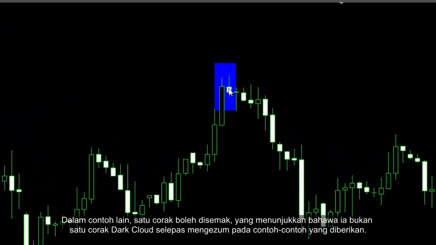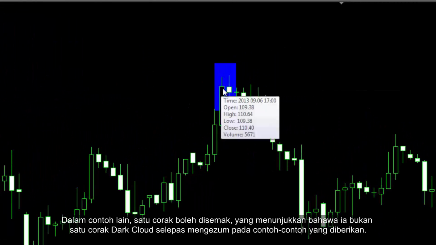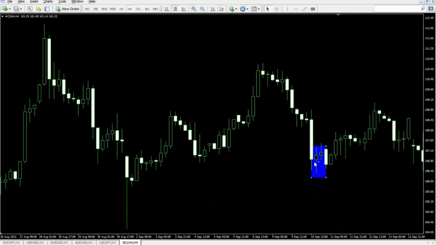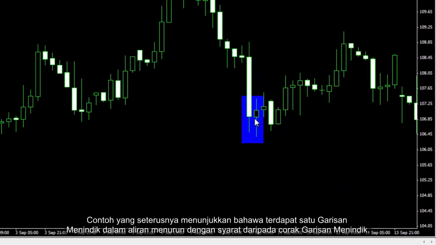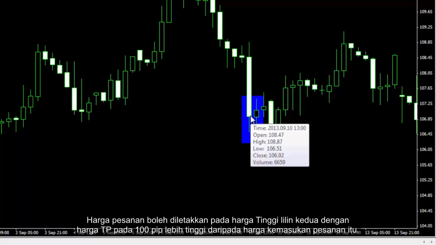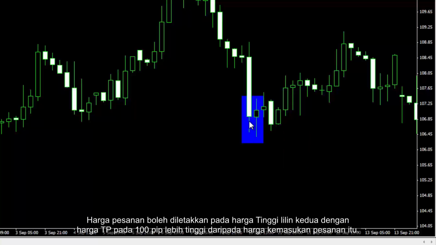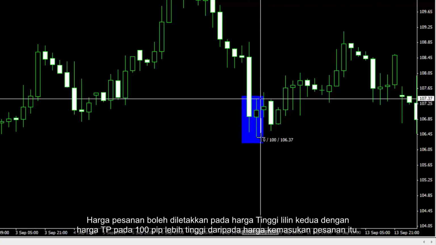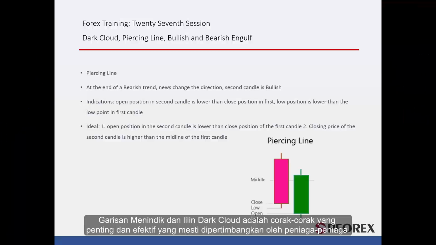In another example, a pattern can be checked, which indicates that it is not a dark cloud pattern, after zooming in on the given example. The next example indicates that there was a piercing line on a downtrend with the requisites of a piercing line pattern. The order price could be placed on the high price of the second candle, with a TP price 100 pips higher than the entry price of the order. Piercing line and dark cloud candles are important and effective patterns that must be considered by traders.